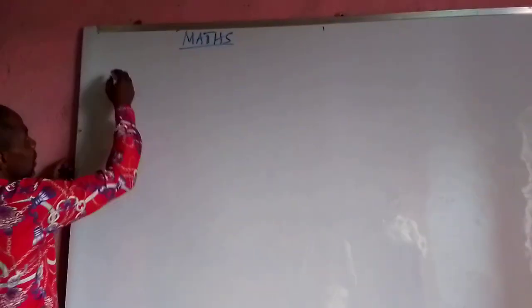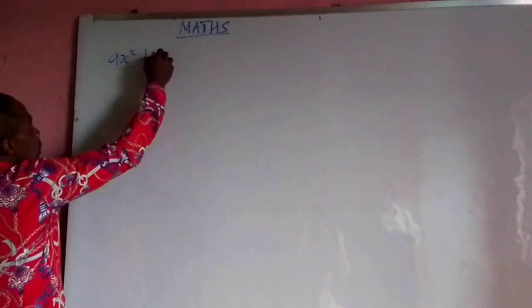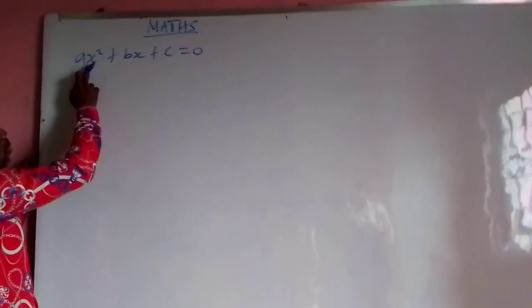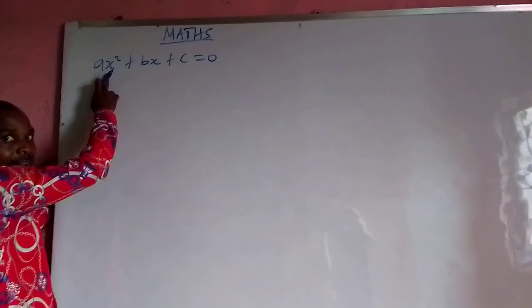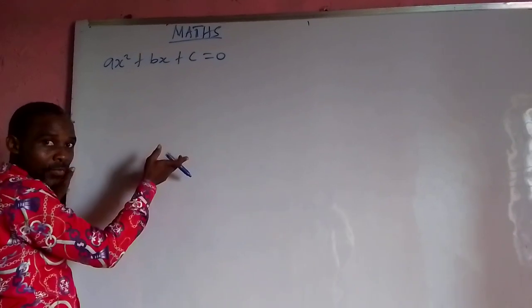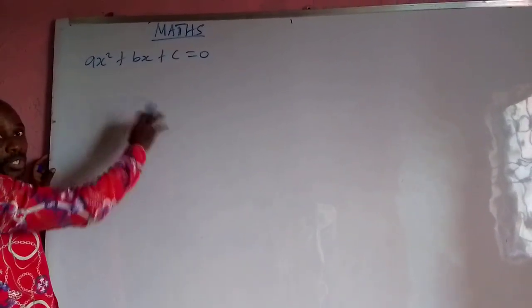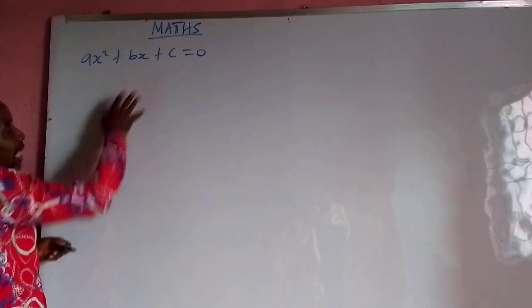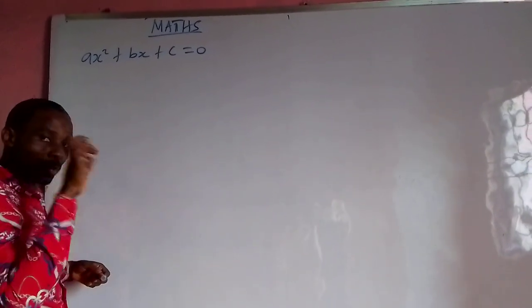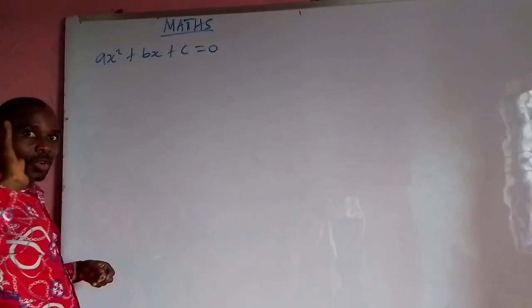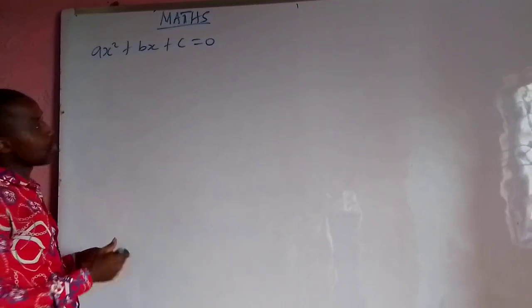Look at this quadratic expression: ax squared plus bx plus c equal to 0. We are going to make x the subject, at the end of the day, to give us the quadratic formula. So we are going to make x the subject by using the completing the square method. After doing it, I'm going to solve one or two questions using the completing the square method. So please go with me as we move now.